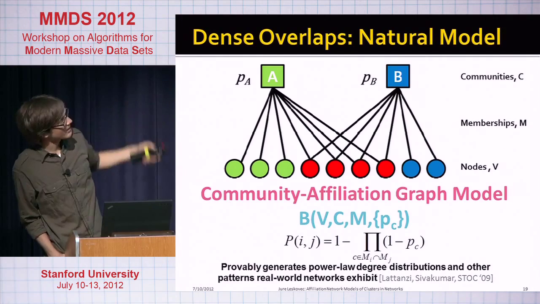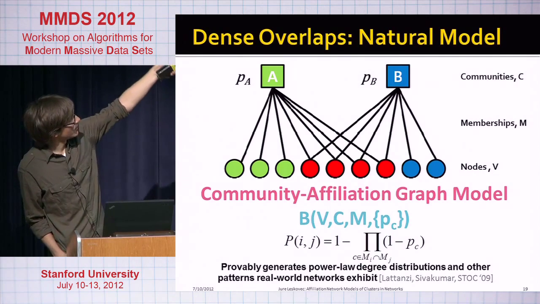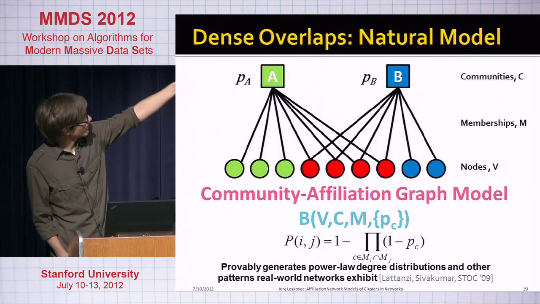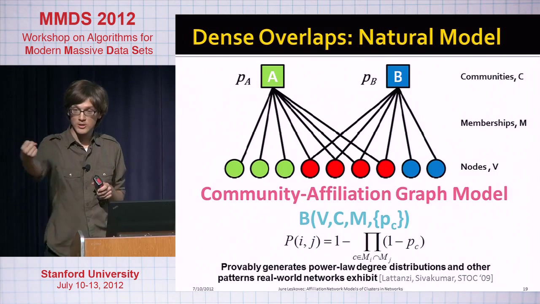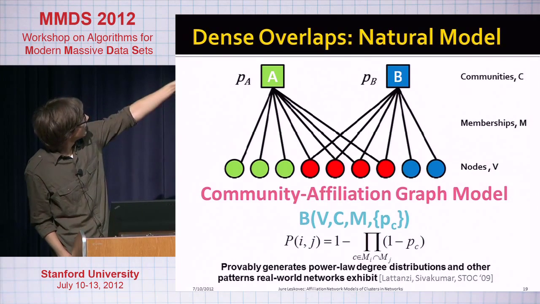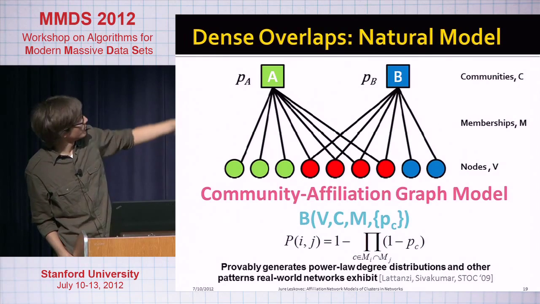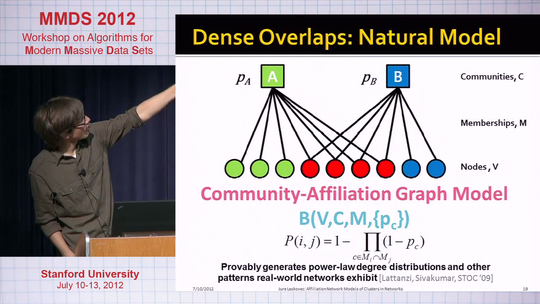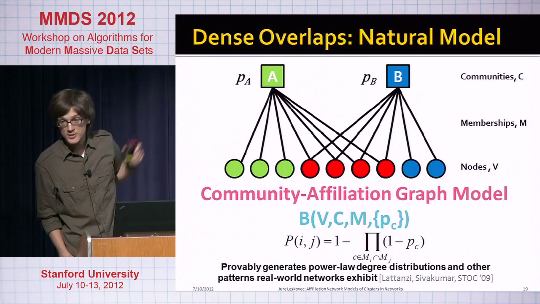You have the nodes of the network, and the nodes on the top are your communities, right? And the node of the network links to the community they are a member of. So this means that green nodes are just members of community A, while these red nodes are members both of cluster or community B and of cluster A, right?